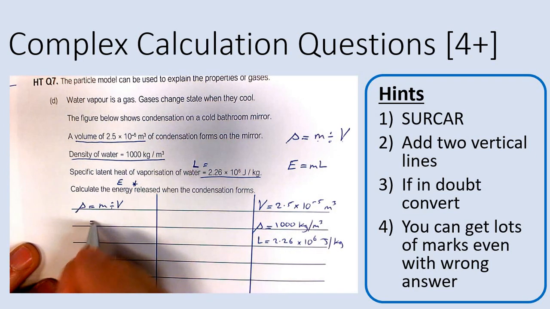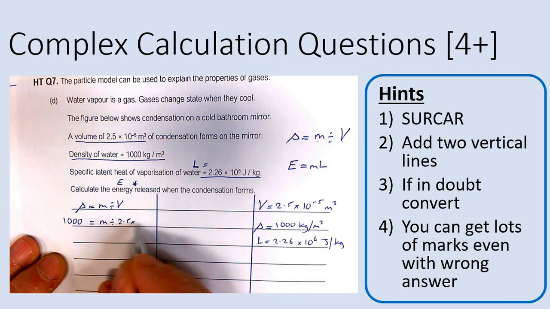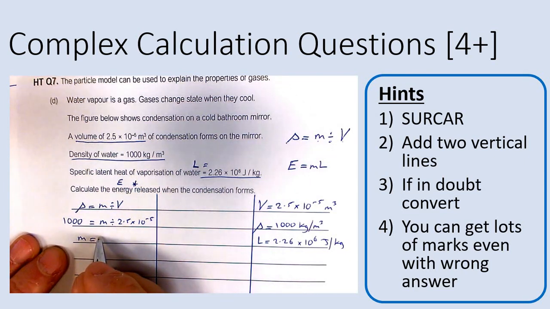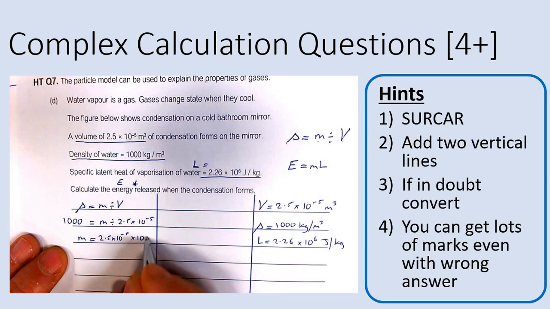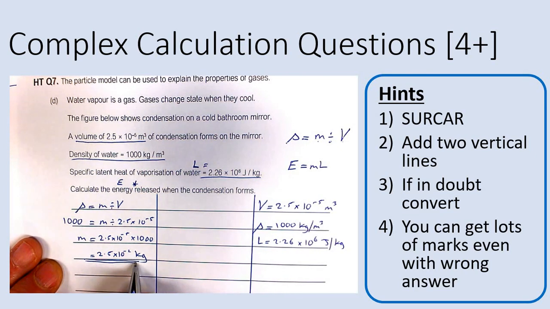First thing I'm going to do is substitute numbers in before I rearrange. Always do that. So I've got 1000 is equal to the mass, which I don't know, divided by the volume, which is 2.5 times 10 to the minus 5. Then rearrange. So I'm going to times both sides by this, and I get mass is equal to 2.5 times 10 to the minus 5 times 1000, which is equal to 2.5 times 10 to the minus 2 kg.